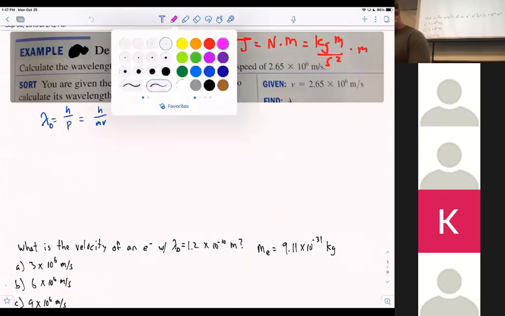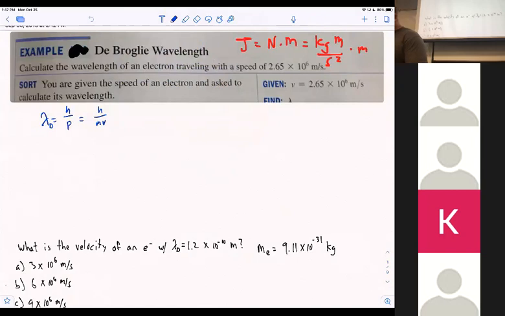So what is the wavelength of an electron traveling with a speed of 2.65 times 10 to the 6 meters per second? How we do this then, the de Broglie wavelength is Planck's constant divided by the mass times the velocity. So 6.626 times 10 to the minus 34 joule seconds divided by the mass of an electron. I think it's 9.11 times 10 to the minus 31 kilograms. Is that what it is? Let's see how nerdy I am. Yes, I got it.